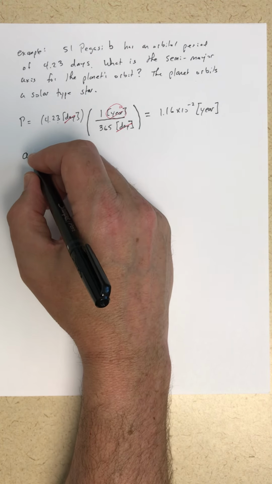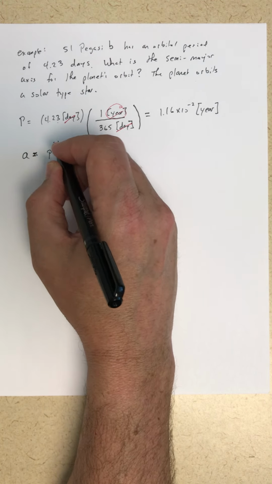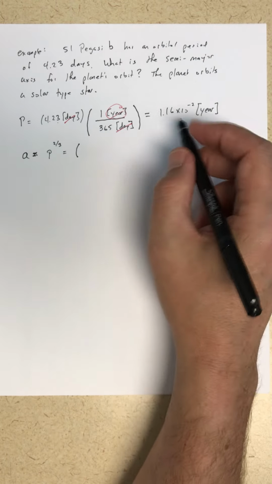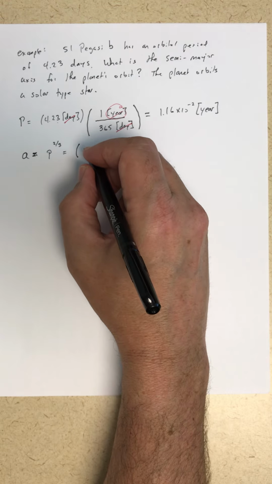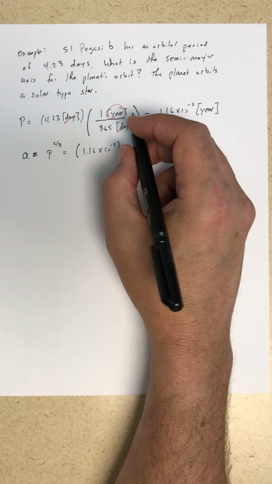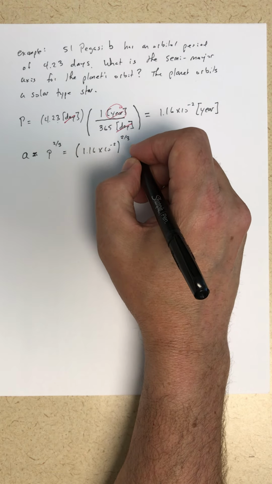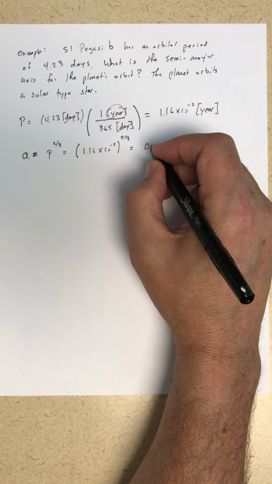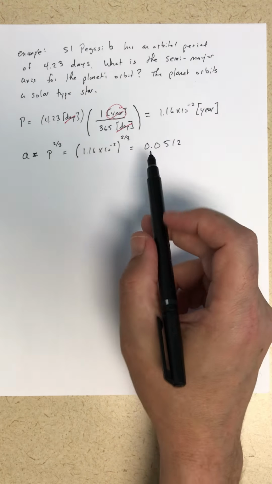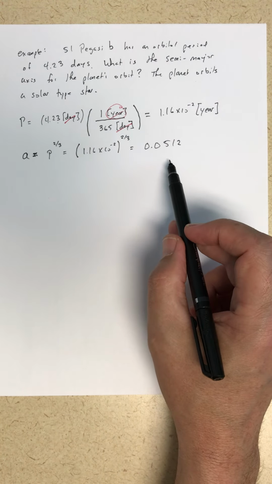So semi-major axis is period to the 2/3 power. I'm going to plop in 1.16 times 10 to the minus 2, raise that to the 2/3 power. Going to give me 0.0512, and that's going to be in astronomical units.